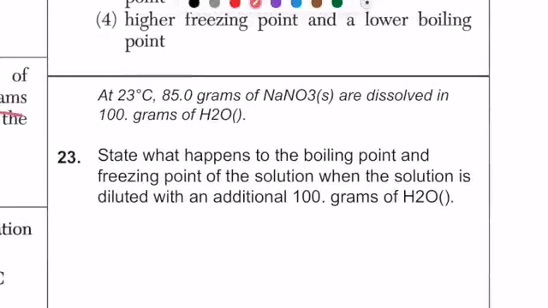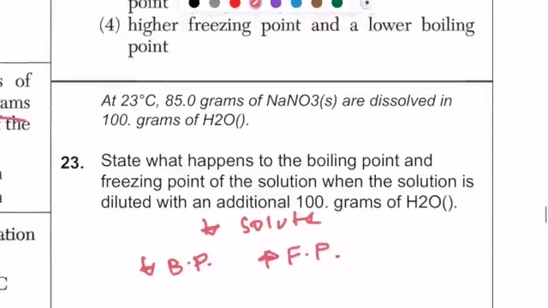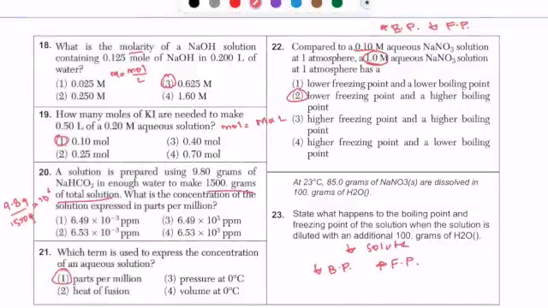State what happens to the boiling point and freezing point of that solution when the solution is diluted with an additional 100 grams of water. Now what we are doing in this case is that instead of adding more ions of the solute, we are adding more water. When we add more water, that means now we are going to have less solute. If we have less solute, that means the boiling point goes down. It's not going to boil as fast because we have fewer ions, and it's going to freeze faster as well, so the freezing point goes up. This is the opposite of what we said for the previous question.